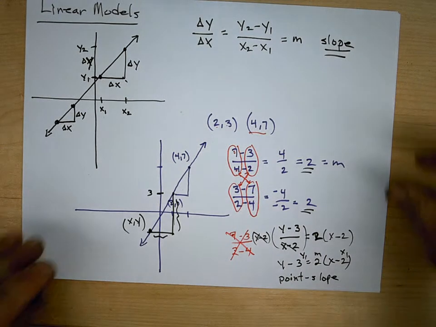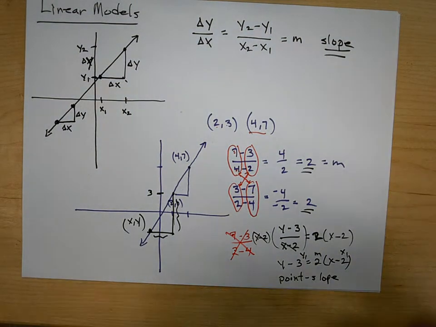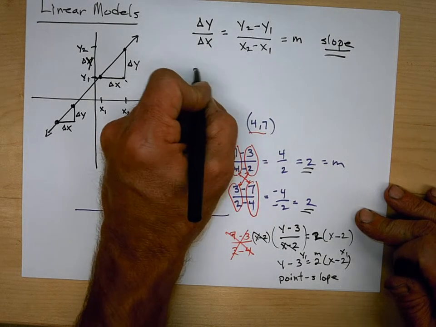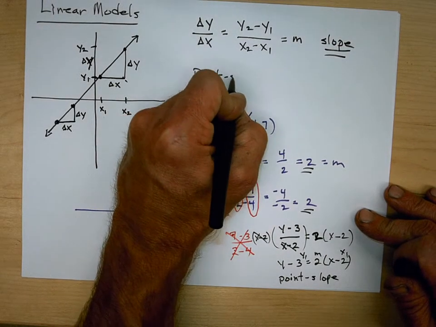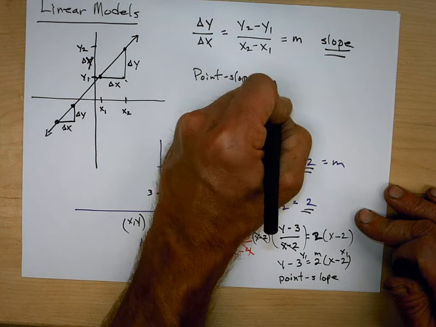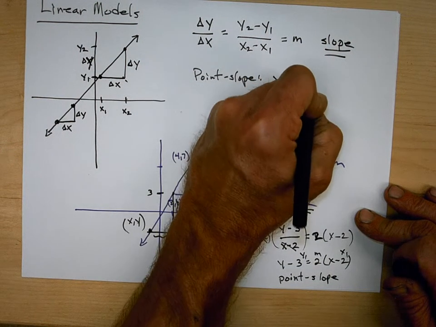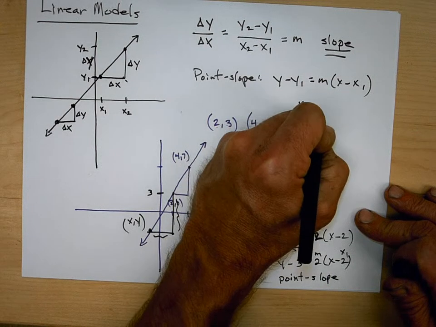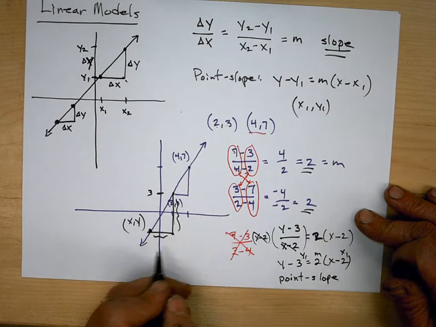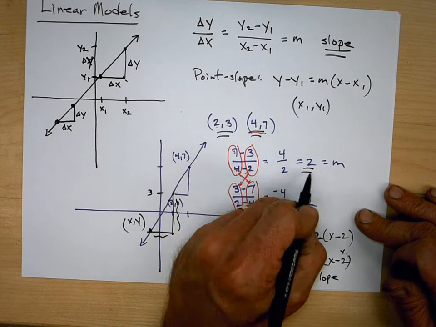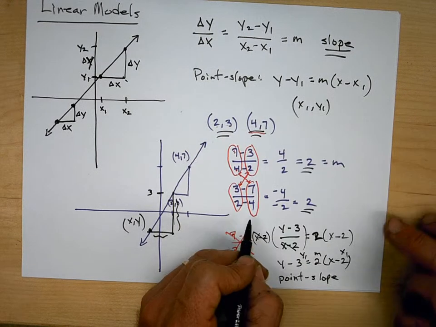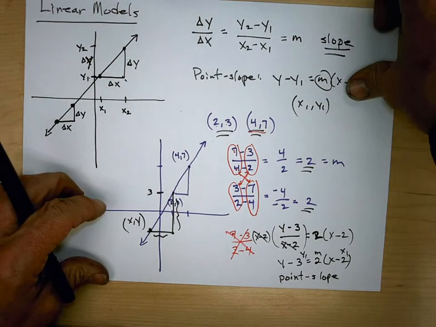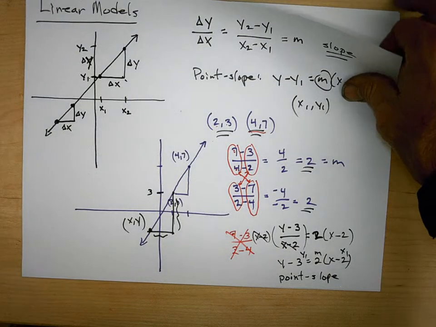All right. So in general, I guess I'll have a little bit of space up here. In general, the general point slope form is y minus y1 equals m times x minus x1, where this (x1, y1) is a specific point on the line, like (2, 3) or (4, 7). The x and the y just stay x and y, and then, of course, m is the slope of our line. Okay, so that is point slope form.